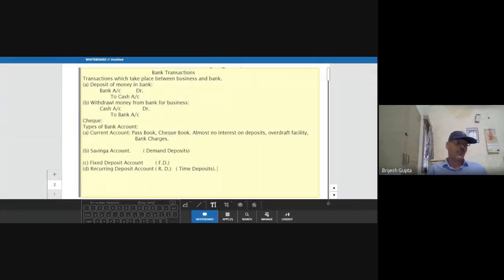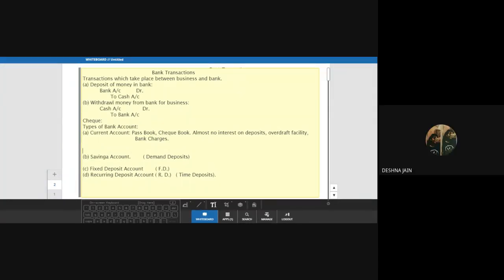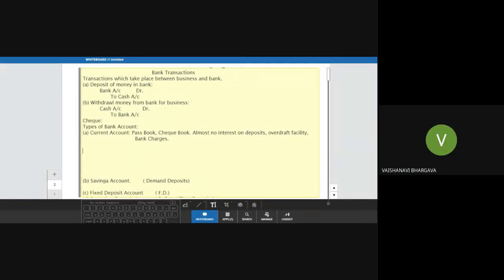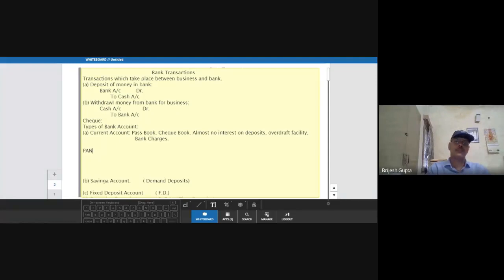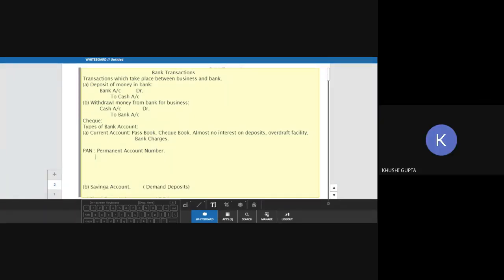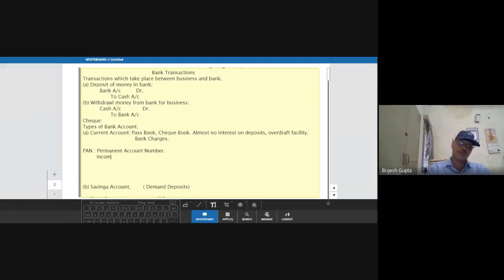So what is the PAN card? What is the full form of PAN? The full form of PAN is Permanent Account Number. Good. Who provides this PAN number? Which department or body provides it? Income tax. Income tax department.